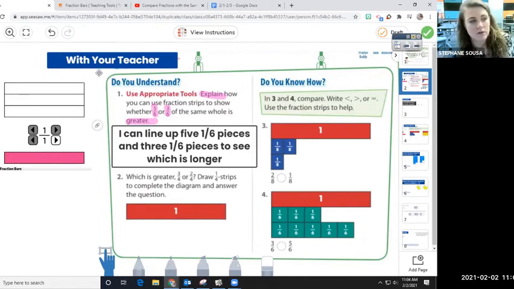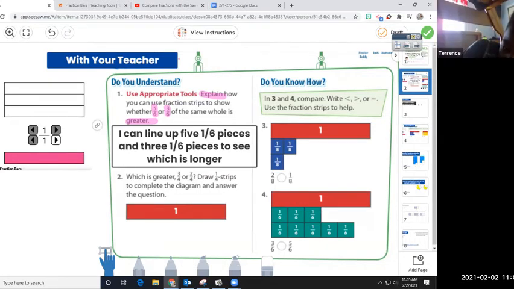This asked us to explain how. That is how. That is what we would do. It did not ask us to show. It did not ask us to draw. It asked us to explain. We explained how we could do that. Questions on how you can use fraction strips? Terrence. I didn't mean to put my hand up. Okay.